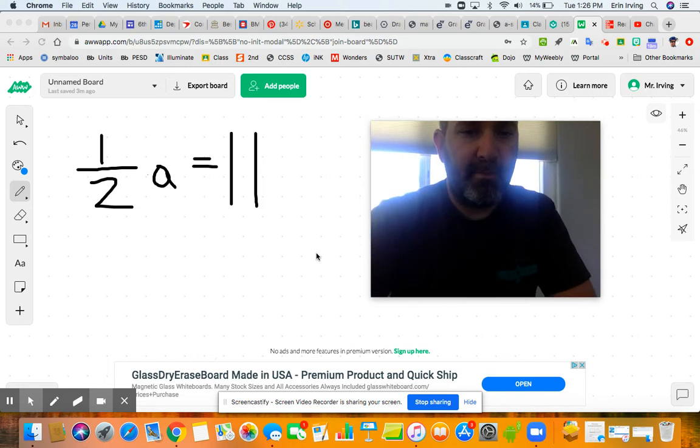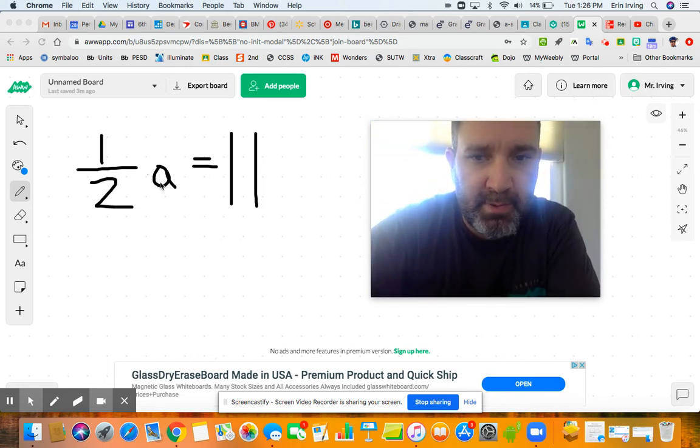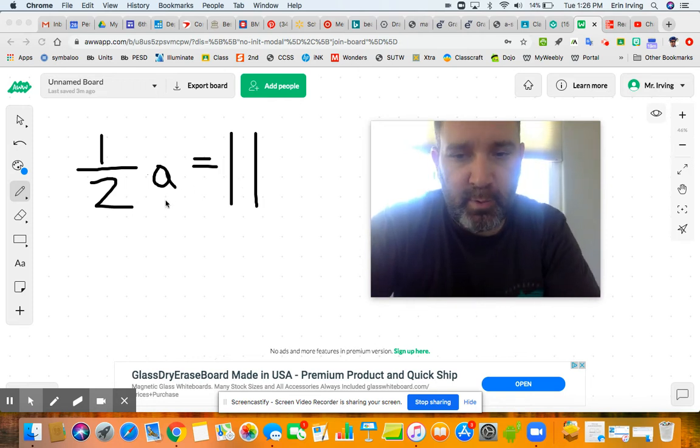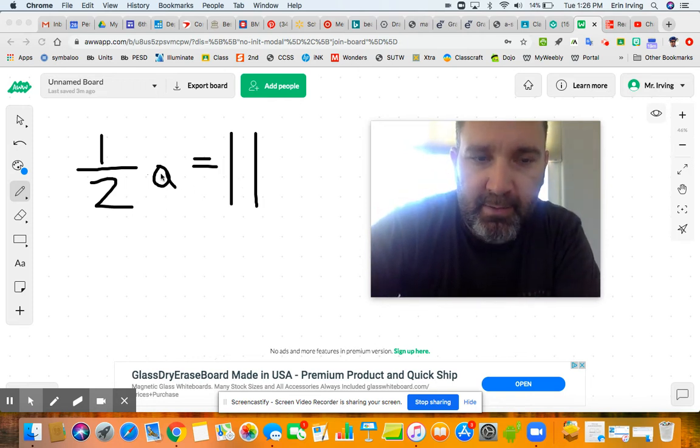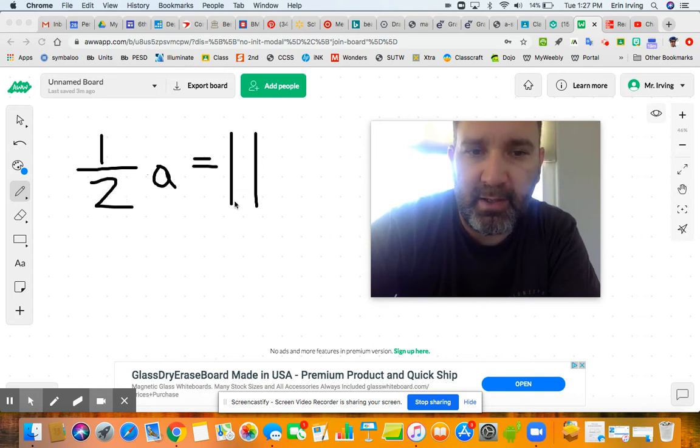And a, as you can see, is being multiplied by 1/2. 1/2 is called the coefficient. A is being multiplied times 1/2 to get to 11. Well, let's think about this for a moment. Anytime you multiply anything by 1/2, what you're doing is you're just taking half of whatever that number is. So in this case, I'm being told that half of a is 11. When I multiply a by 1/2, I get 11.